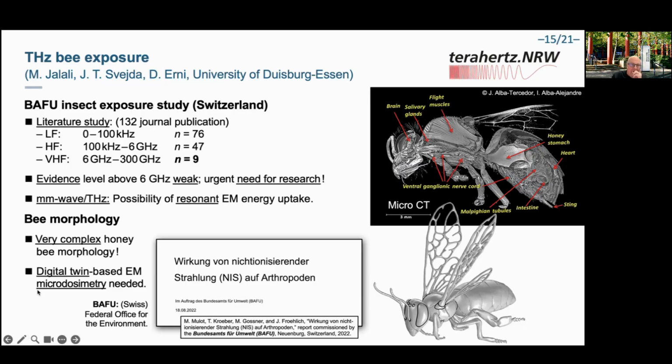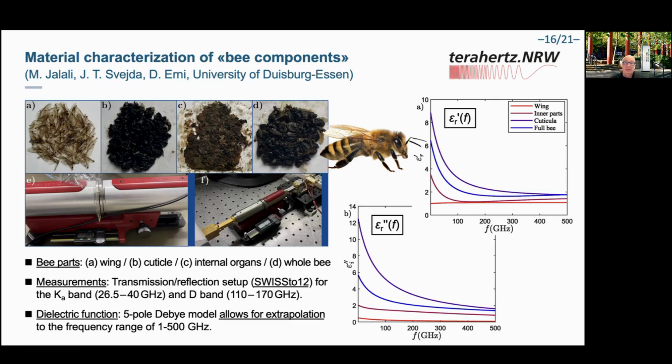So that means in order to analyze that with respect to exposure, we have to set up a digital twin-based electromagnetic microdosimetry. To get reliable digital twins, we also have to look at the real material properties of bee components. And that is actually a very morbid endeavor. So Mendana Jalali of my group carried out this research by dissecting more than 100 dead bees. And what we see here are the material probes for the wings. This is the material probe for the cuticle.